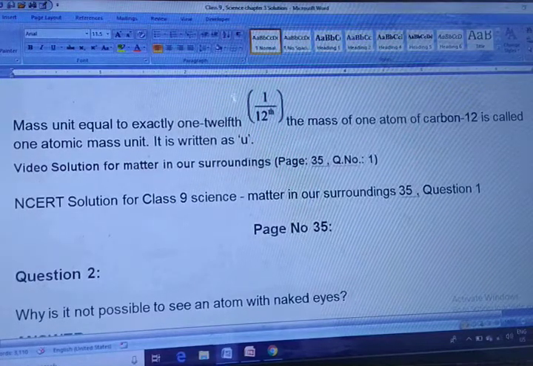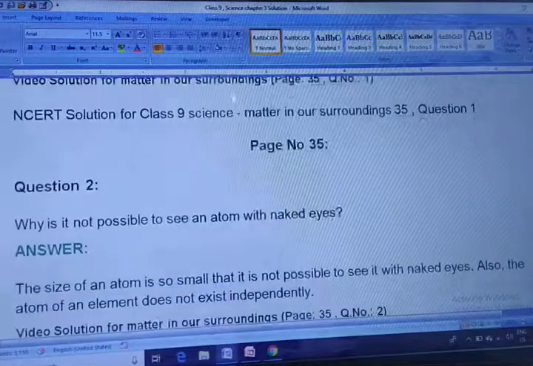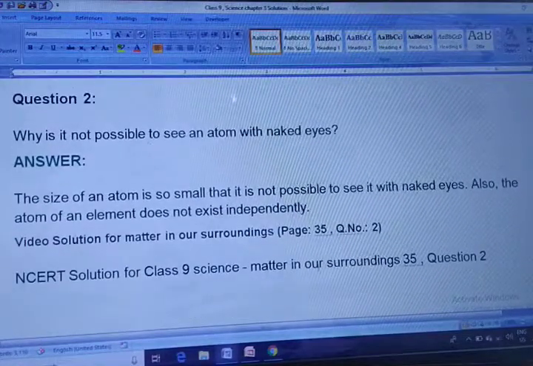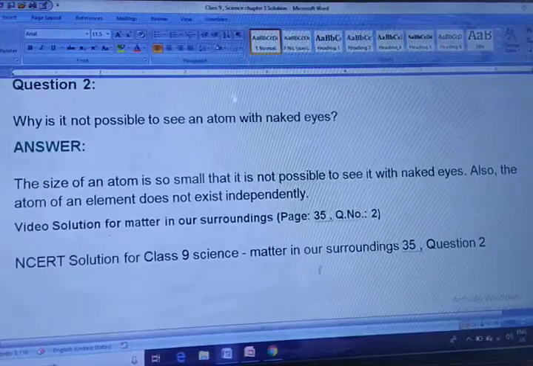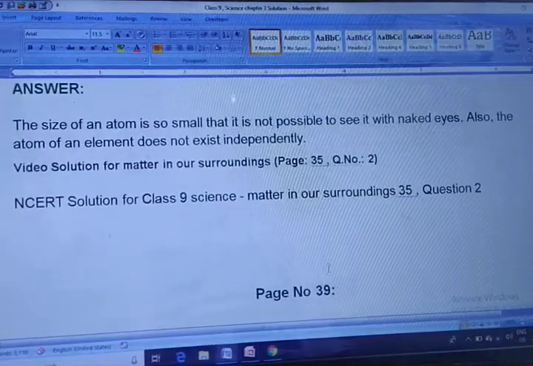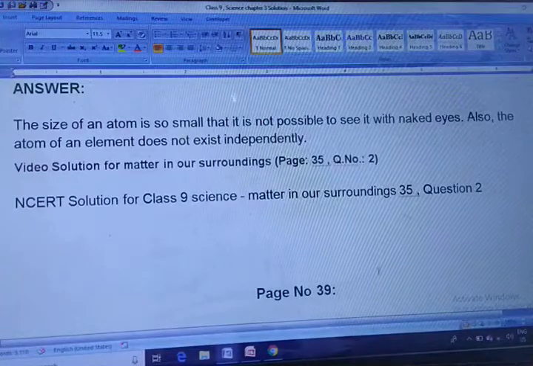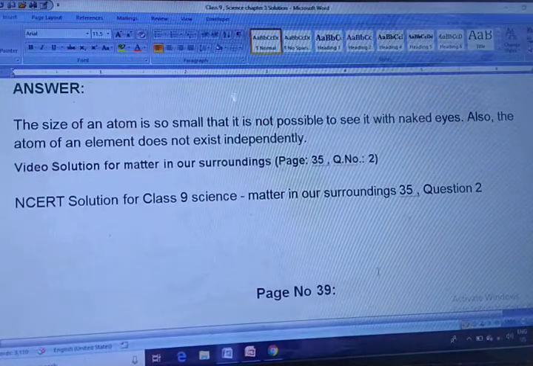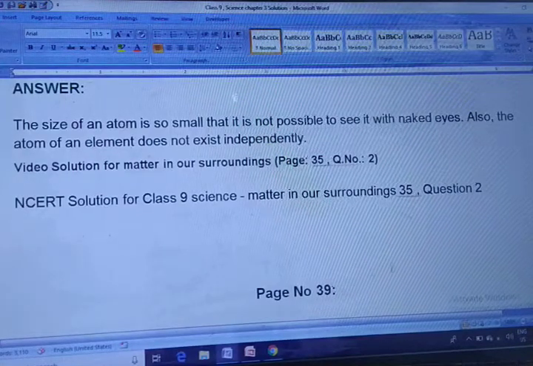Now we are moving towards the next question. Question number 2 is, why is it not possible to see an atom with the naked eye? The size of an atom is too small. It's so small that it is not possible to see it with the naked eye. Also, the atom of an element does not exist independently.